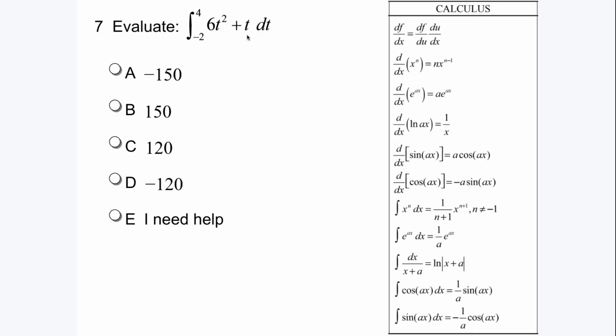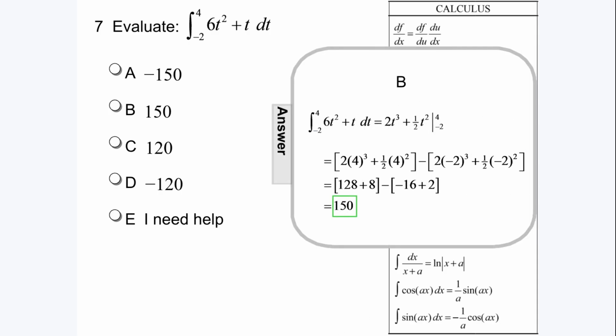I'm going to give you a minute to do that on your own. Pause the video. When you're ready to look at the answer, go ahead and press play. Okay, so the new function you should have gotten was 2t cubed plus 1/2 t squared. If you didn't get that, then go back and make sure that you added 1 to your exponent and divided by that new exponent.